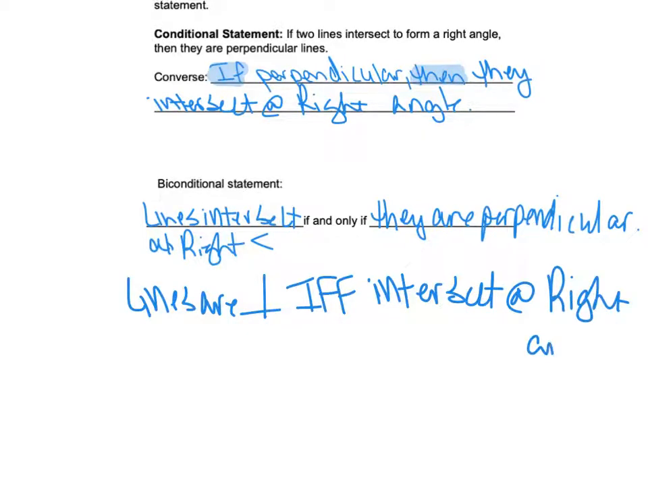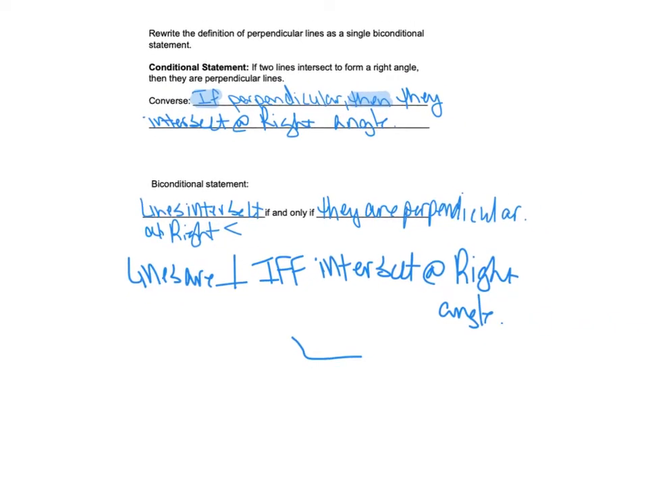Okay, so if you notice in my biconditional statement, I have the if part and the then part in there. I had to reword it just a little bit, but it's all in there. You don't start a biconditional statement with if. You start it with the hypothesis, if and only if, conclusion. Or you can go the other way: conclusion, if and only if, hypothesis.